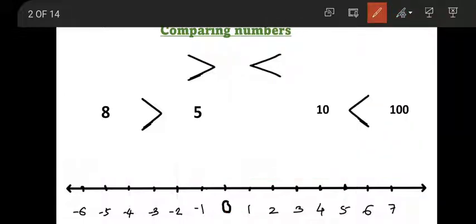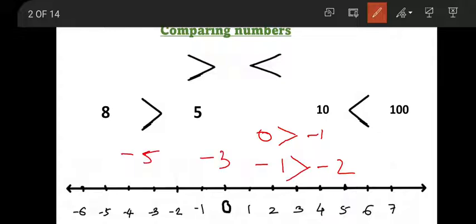Take an example. 0 and 1. 1 is to the right hand side, so 1 will be the greater. But 0 and minus 1. Here 0 will be the greater. In the same way, minus 1, minus 2, both the numbers are negative. So, the smaller number will become the greater number. Minus 5 and minus 3. Both the numbers are negative. The smaller number will become the greater number.